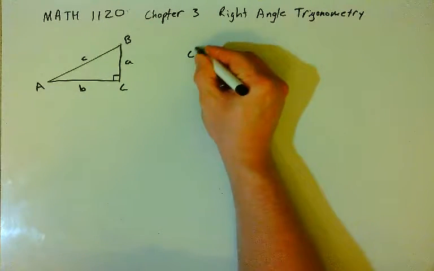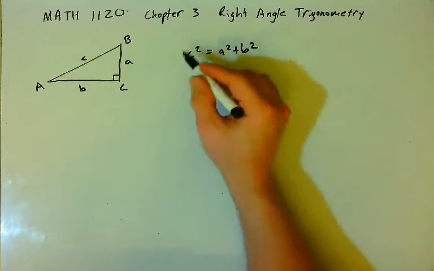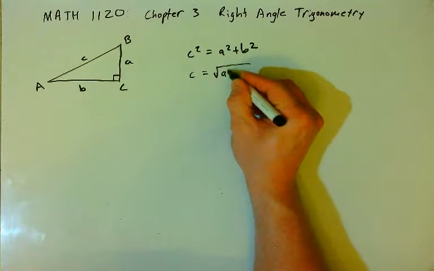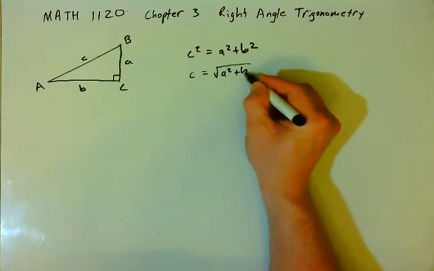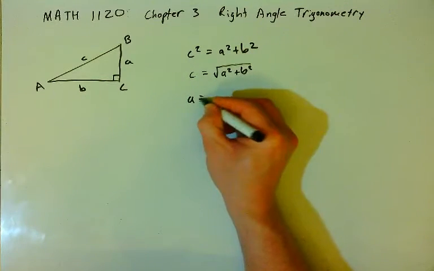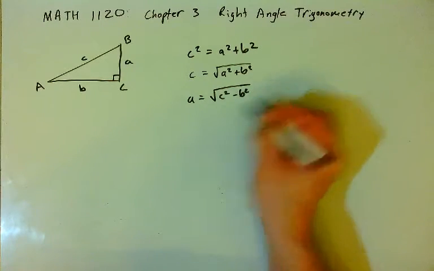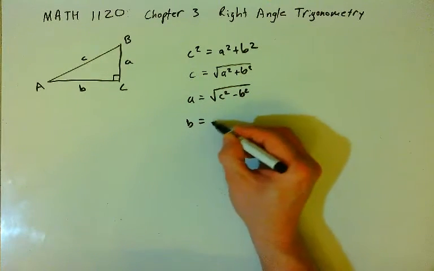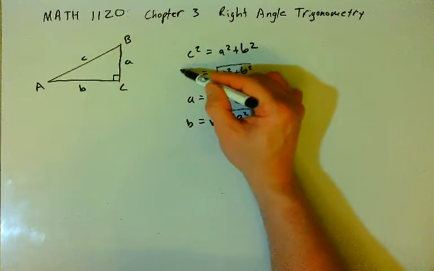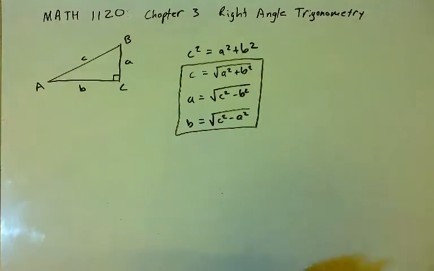It says that c squared is equal to a squared plus b squared. And so we can take the square root of both sides, and c will be equal to the square root of a squared plus b squared. We could also have solved for a. a would be the square root of c squared minus b squared. And b would be the square root of c squared minus a squared. And so these are the formulas for the Pythagorean theorem that we need to know.